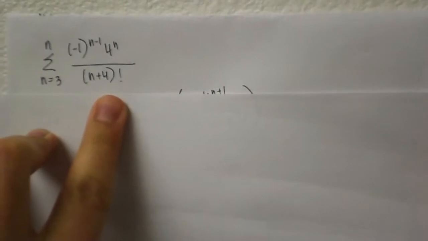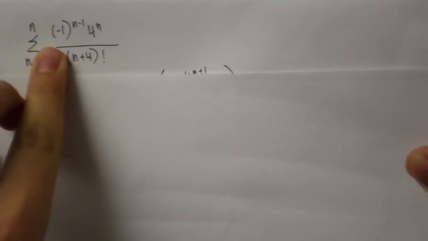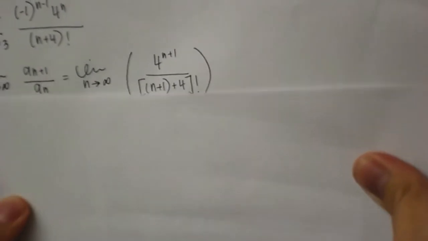Determine the convergence of the series (-1)^(n-1) times 4^n over (n+4)!. So there are two things going on in here. We have a factorial and an alternating series. But the fact that we have a factorial will take precedence over the fact that this given series is alternating. So we're going to apply the ratio test.